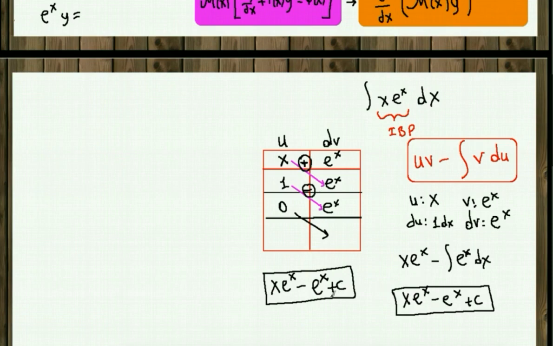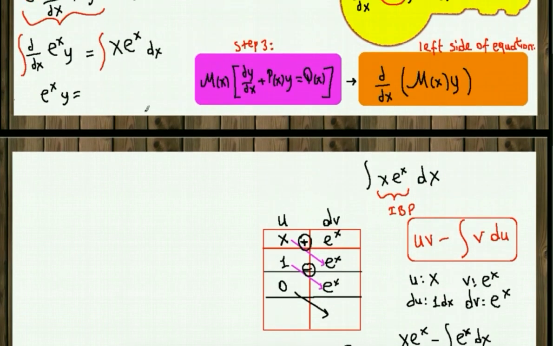Now we're going to take this integral and write it in our question. So that was x e to the x minus e to the x plus c. And we use the constant c at the x term side. This is our implicit form answer. So this is the implicit form.